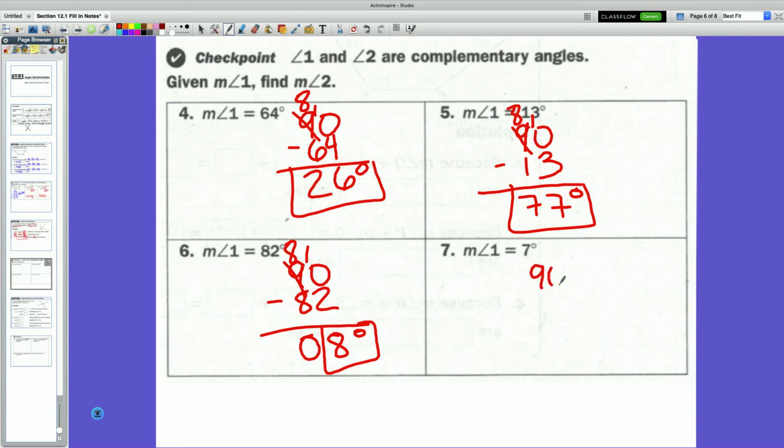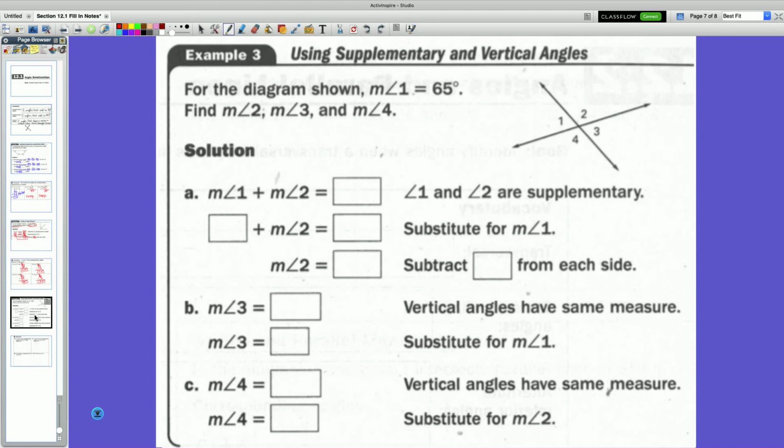Okay, and then 90 minus 7. Borrow. 10 minus 7 is 3. Bring down the 8, so 83 degrees. Alrighty. Hopefully, again, that was pretty simple, straightforward. Okay, let's look at example 3.